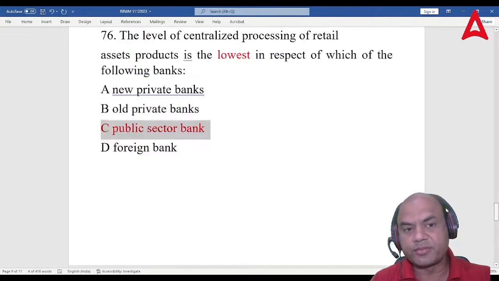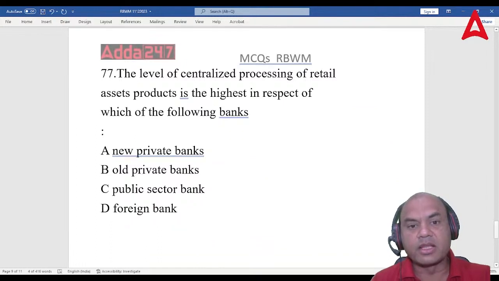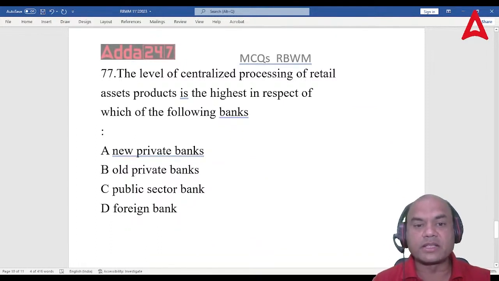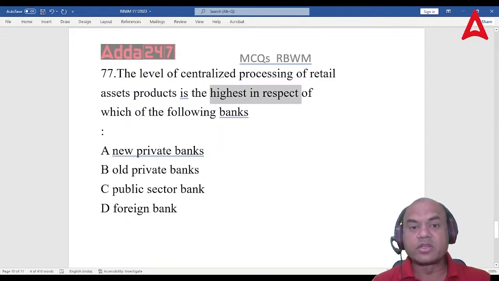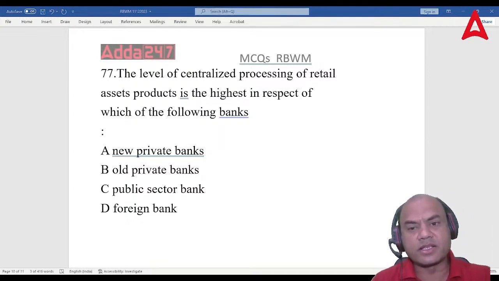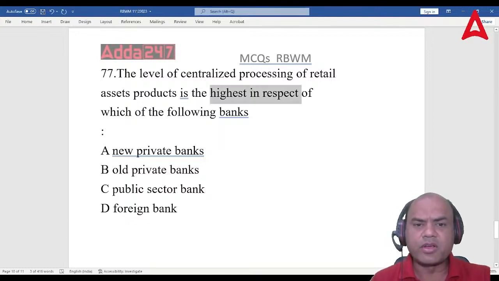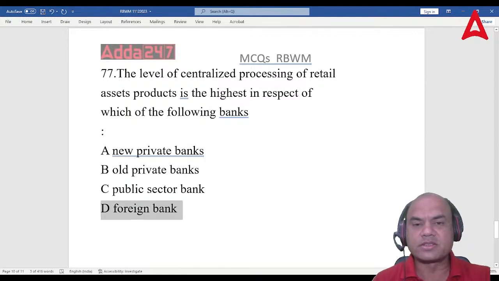Next one. The level of centralized processing of retail assets is highest in respect of which of the banks? Highest. So, everything is centralized. Everything. It's highest in which banks then? Obviously now this will be foreign banks, right?